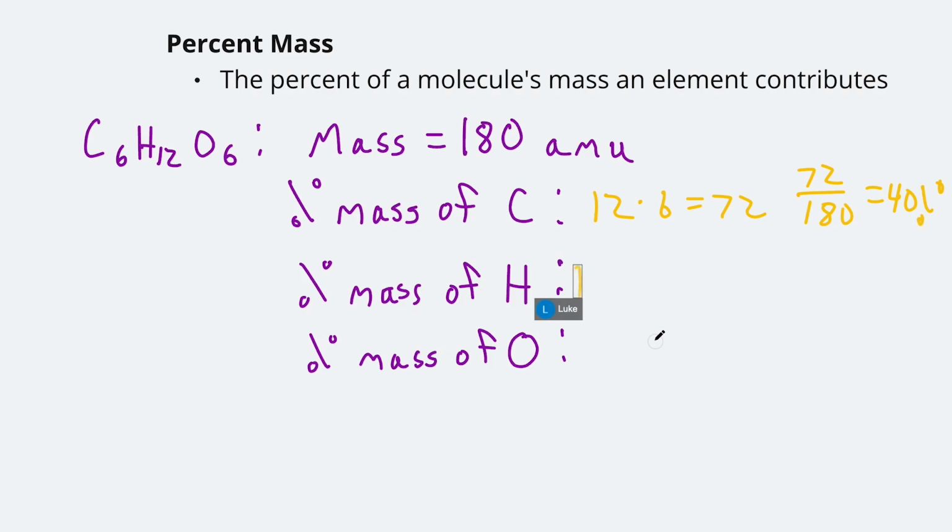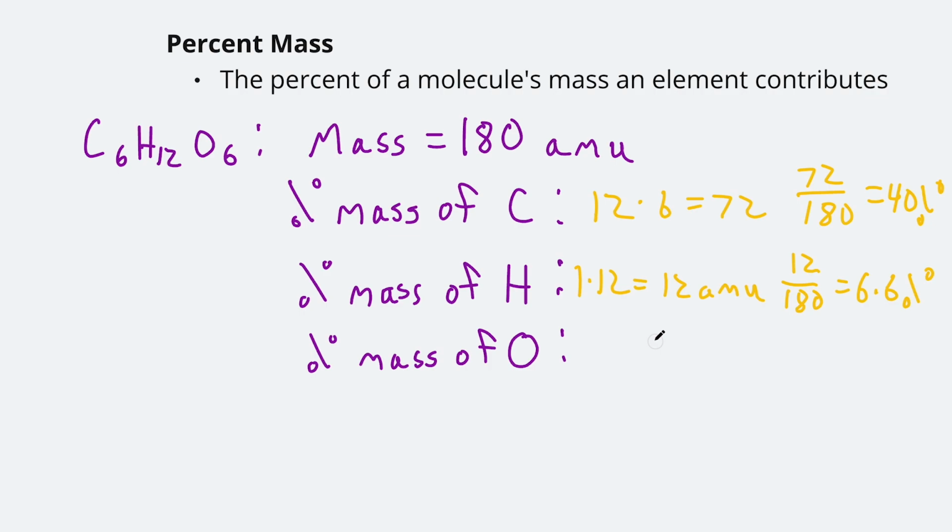Hydrogen has a mass of about 1. There are 12 hydrogens, so total hydrogen contributes about 12 AMUs to the total mass of that molecule. And we'll do 12 divided by 180, which gives you about 6.6%.